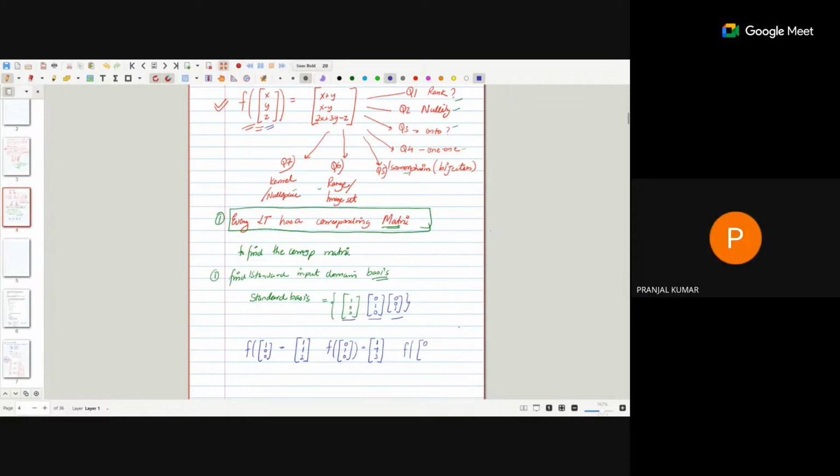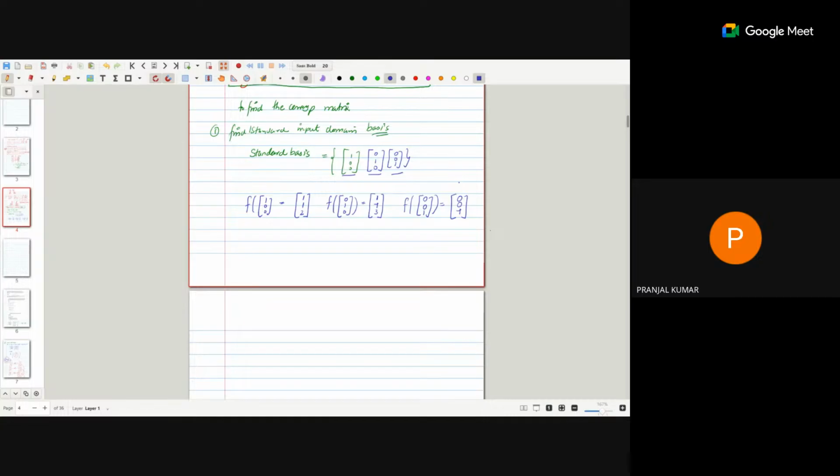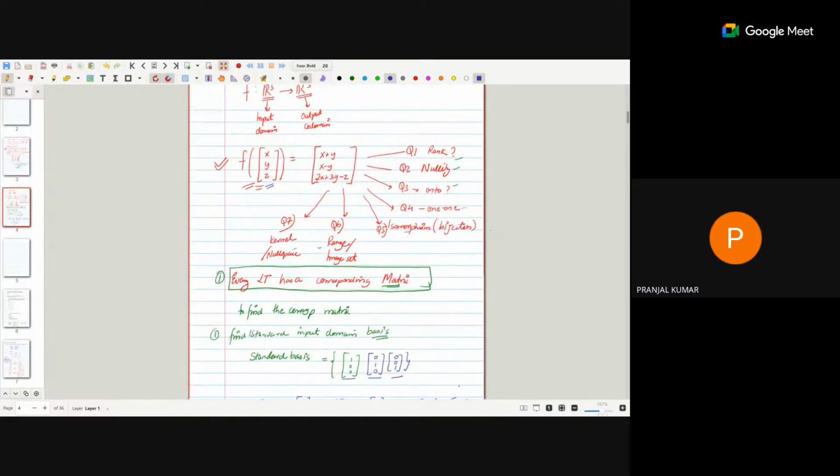Now the last vector from this set, this will be x plus y, so 0, 0, then minus 1. So now you will just place these outputs, 1, 1, 2, in a matrix as columns, then 0, 0, minus 1. So now you have got your corresponding matrix. Now once you get a hold of this, you can answer each of these questions.